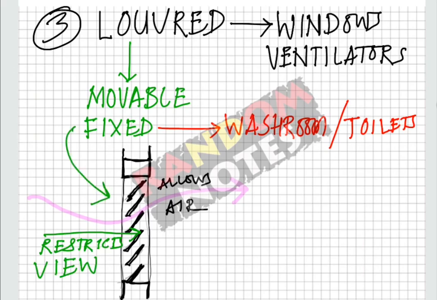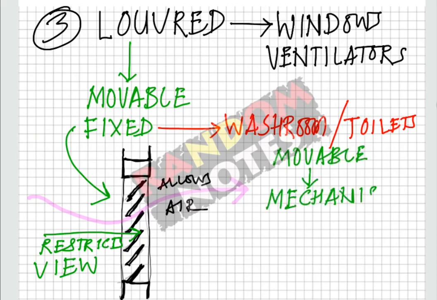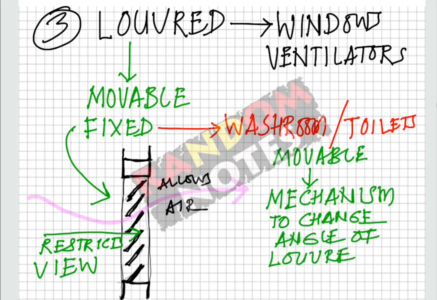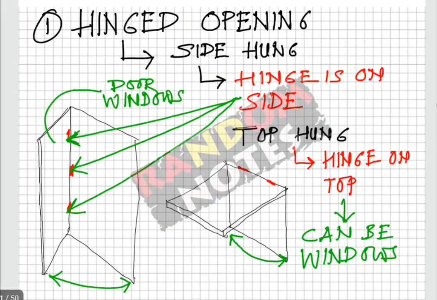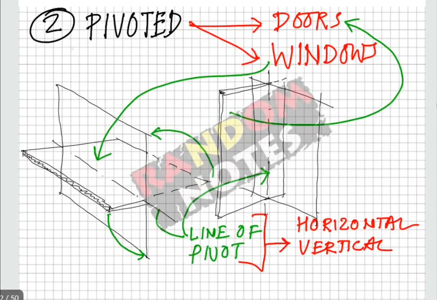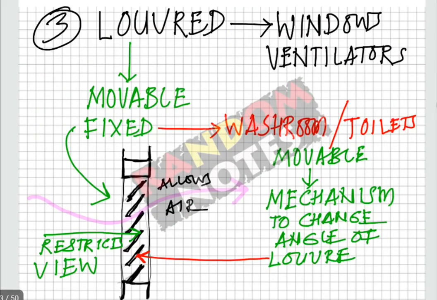A movable louvered window has a mechanism by which the angle of louvers can be changed to open or close the window. Thus, we saw three examples of operability of openings, that is, hinged openings, pivoted openings, and the louvered openings.